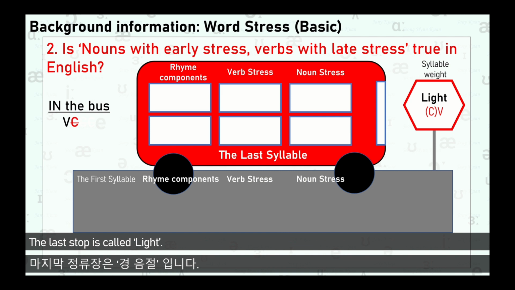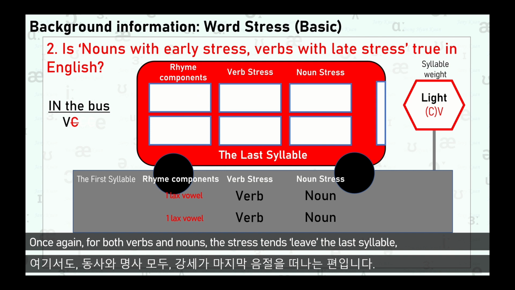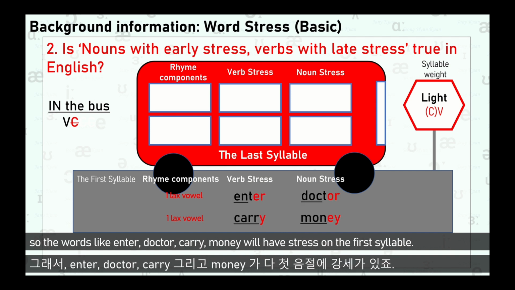The last stop is called light. Rhyme component of the light syllable can be a lax vowel. Once again, for both verbs and nouns, the stress tends to leave the last syllable. So the words like enter, doctor, carry, money will have stress on the first syllable.